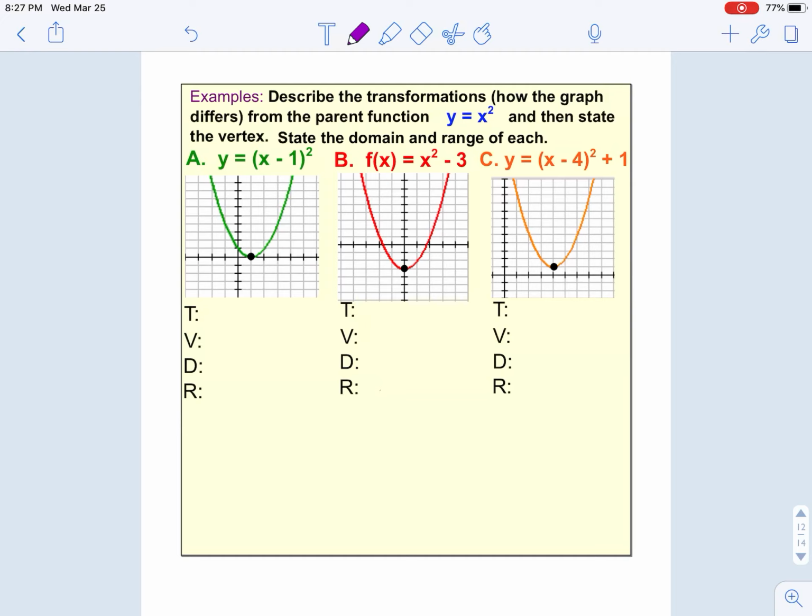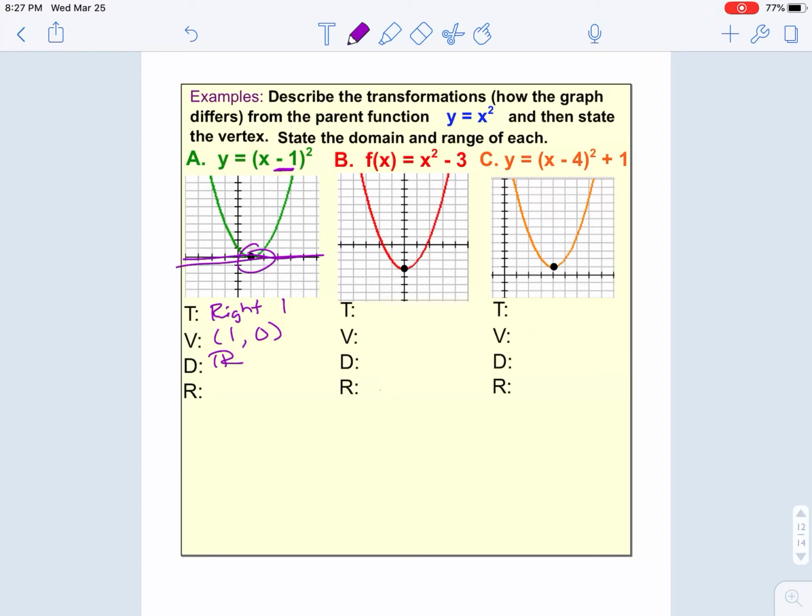All right, A, what's going on? T means what is the transformation? What is going on with the graph? How is it changing from the parent function? All right, well, I've got a number inside the parentheses, so I know that's my right or left number. And inside, I'm going to do the opposite. So this is going to go right 1. Okay, so where's my vertex at? Well, I went right 1, so it's at 1. I didn't move up or down, so it's going to be at 0, just like it shows in my graph here. Domain, nice, easy, it's all reals.